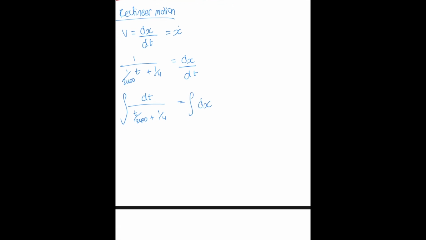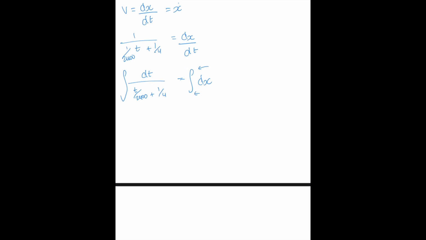With no boundary conditions. We're going to use the substitution method for this integral to make our life easier, and we're going to be substituting this expression over here. So our u is going to be equal to 1 over 2,400 t plus 1/4, which means that our du over dt is going to be equal to 1 over 2,400.